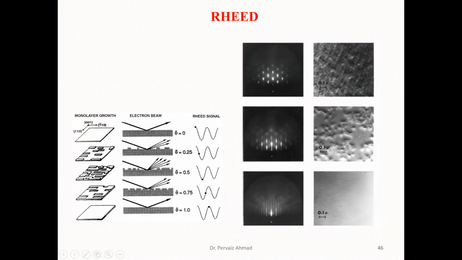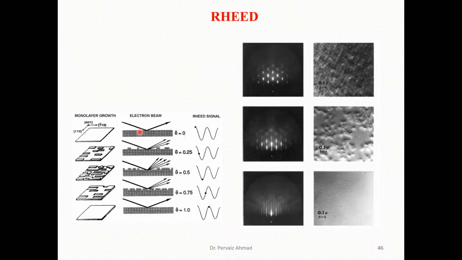These are the screen images for the different compounds, different materials that we have deposited in the form of thin film. Here you can see that we have monolayer growth. These are the different forms of monolayer growth grown by utilizing different angles of the electron beam, and this is the form of the RHEED signal. Here this is the 001 or 1-10 or 110 structure, and this is mostly formed when we strike the electron beam with an angle theta equal to 0.